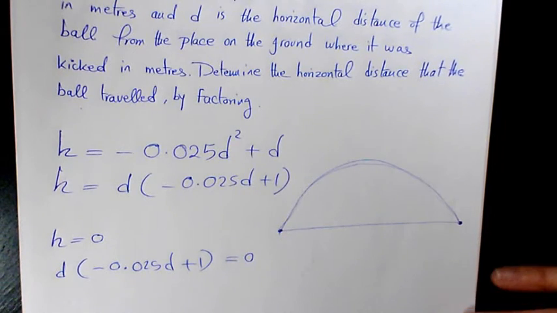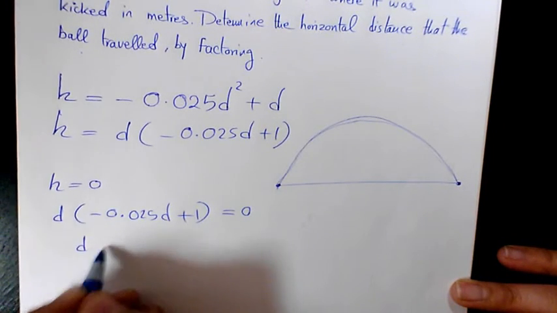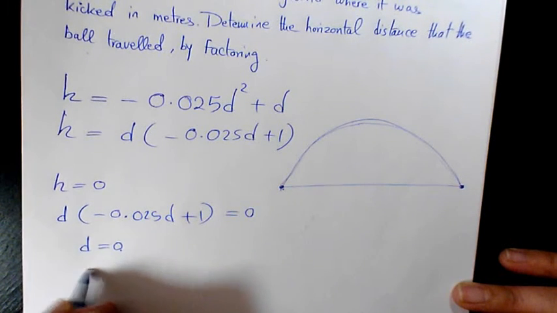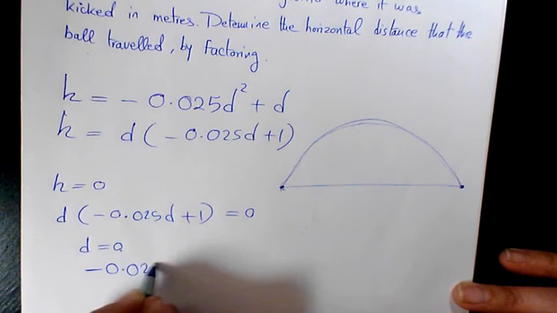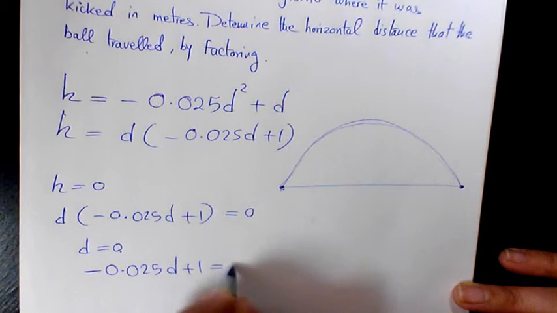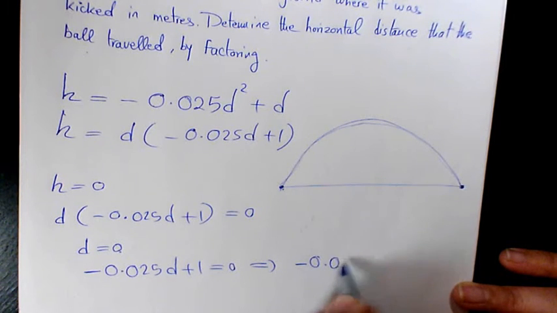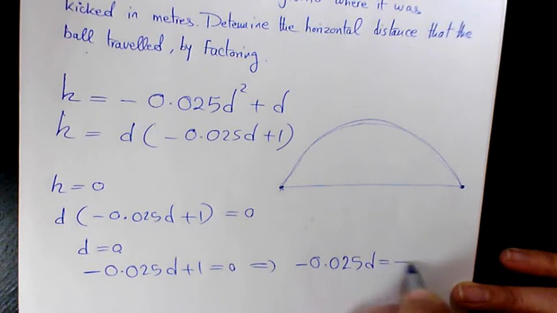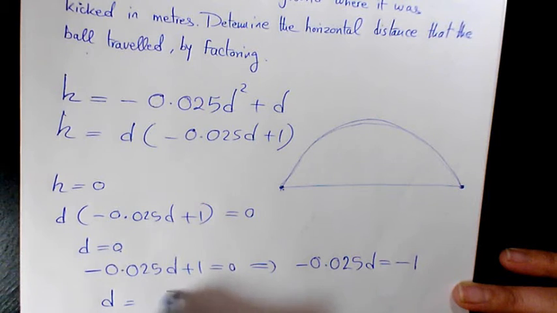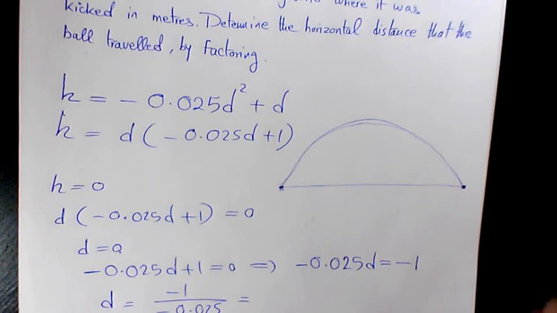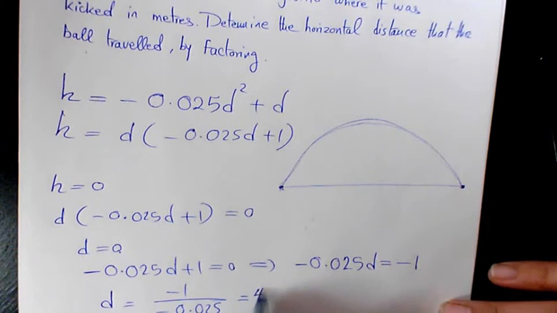So we have two possible answers. One of them is d equals 0, which is right from the beginning, and the other one is negative 0.025d plus 1 equals 0. Then we solve it. We move 1 to the right hand side. Then d equals negative 1 over negative 0.025. Negative divided by negative is positive, and the answer is 40 meters.